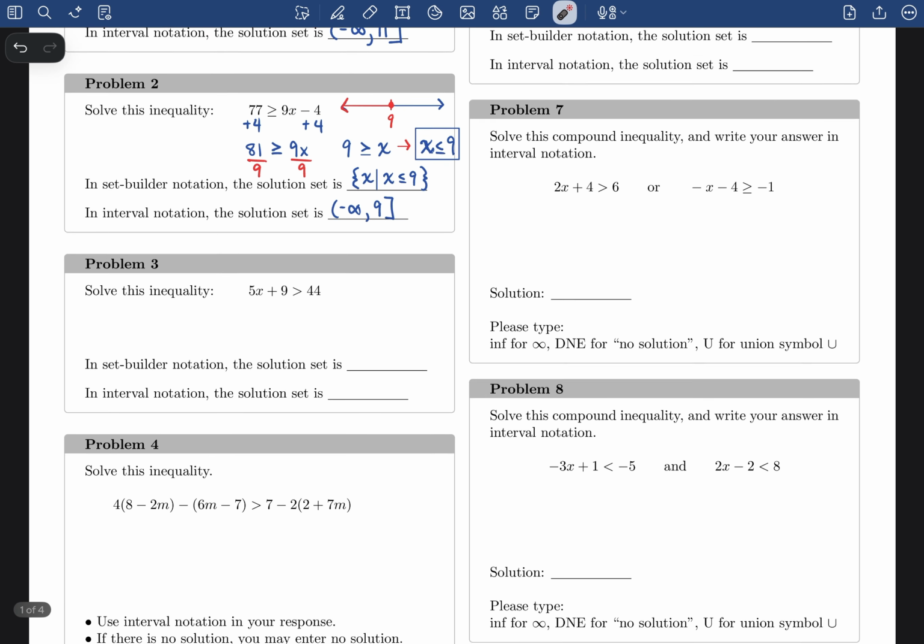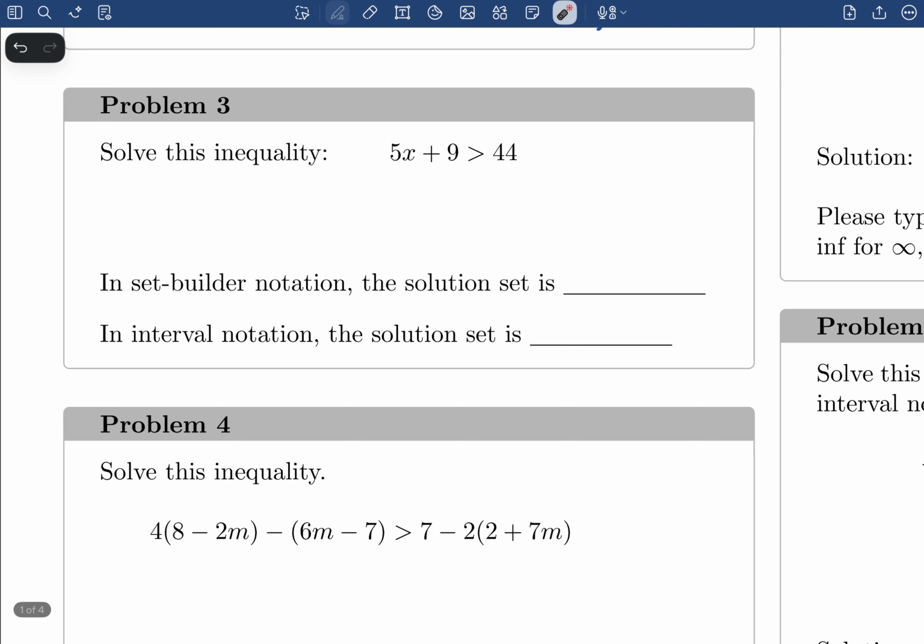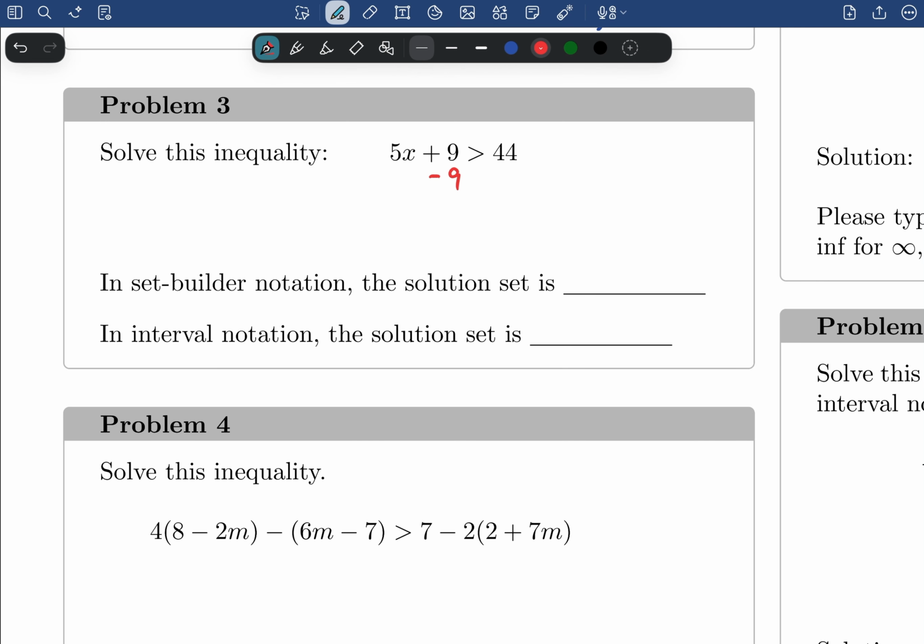Great, let's move on to problem 3. Solve this inequality. 5x plus 9 is greater than 44. Sure, I'll start by subtracting 9 from left to right.